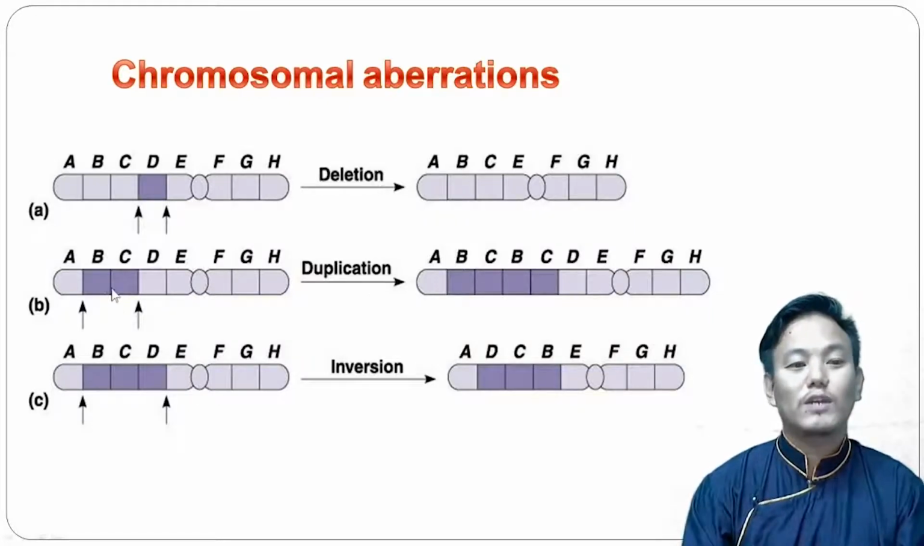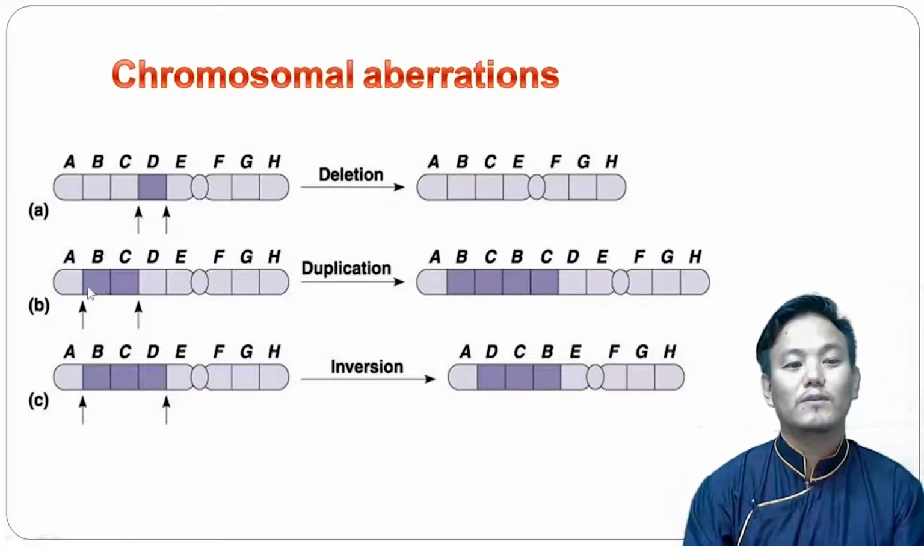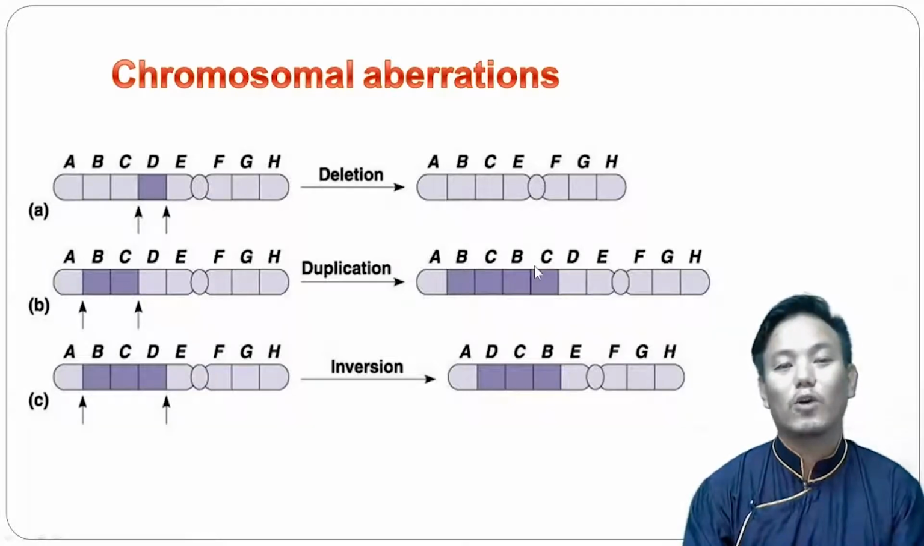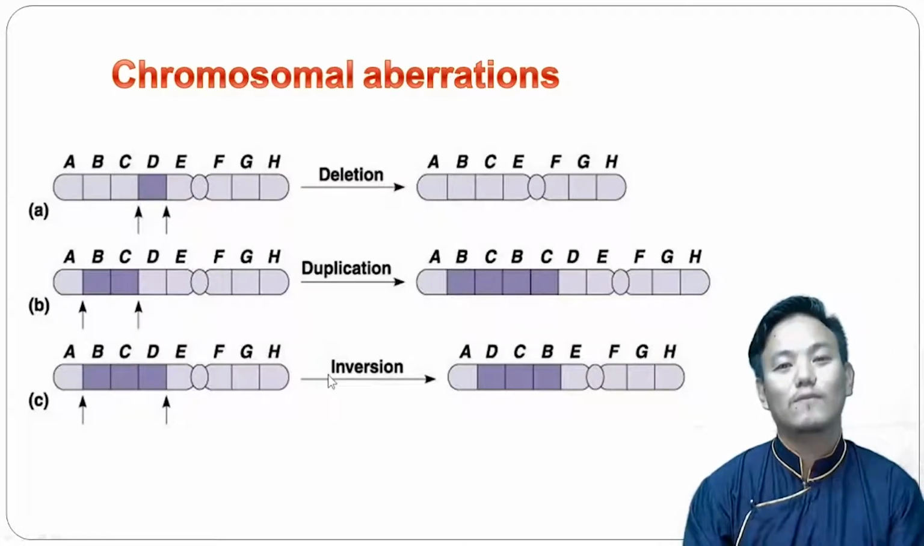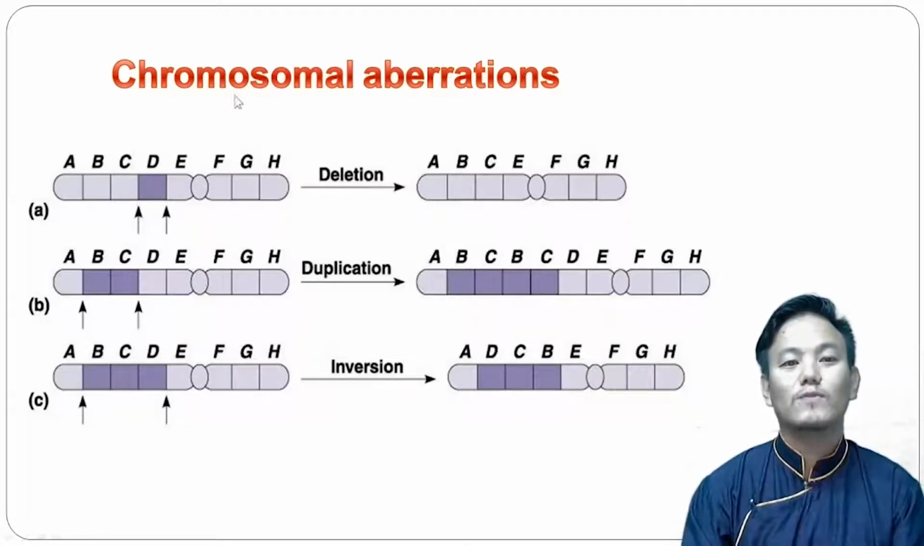Over here in duplication, you can look at this section B and C. This section B and C gets duplicated. Duplicated means it forms an extra copy of itself. So in this chromosome, there is an increase in the chromosomal length. This is called duplication. So what happens in inversion? If you look at B, C, D, these three sections, the sequence is reversed. This is called inversion. So these are the three forms of chromosomal aberration.